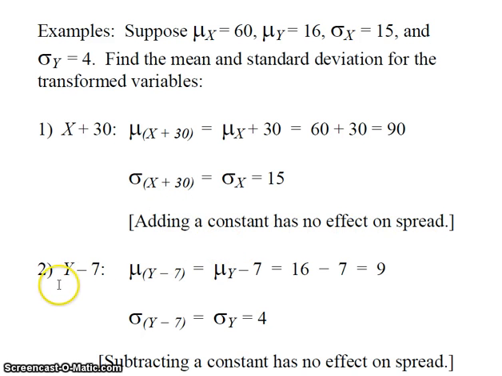If you subtract a constant from your random variable, that should not affect the spread either. If you transform the variable y into y minus 7, the mean will change. It'll go down by 7.